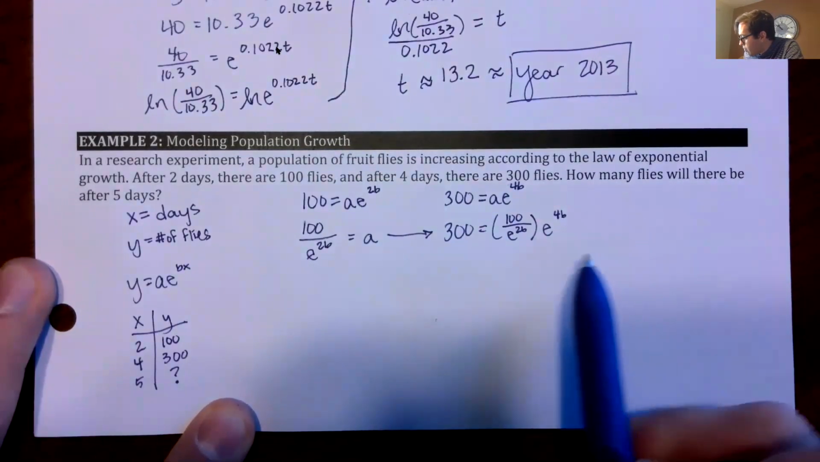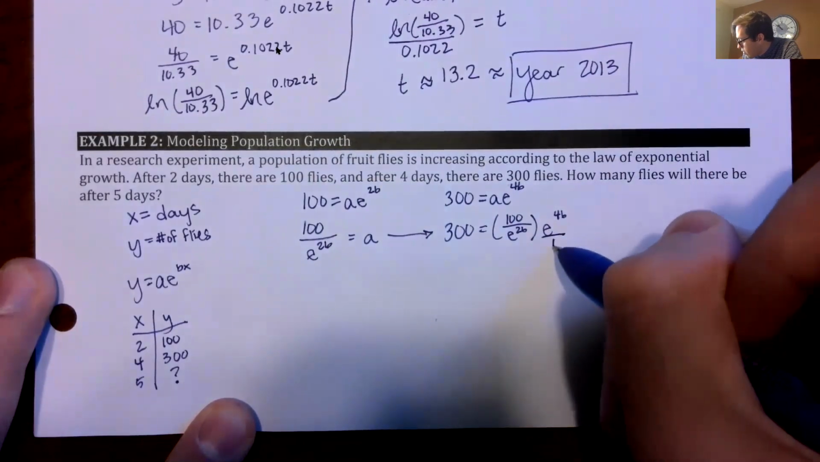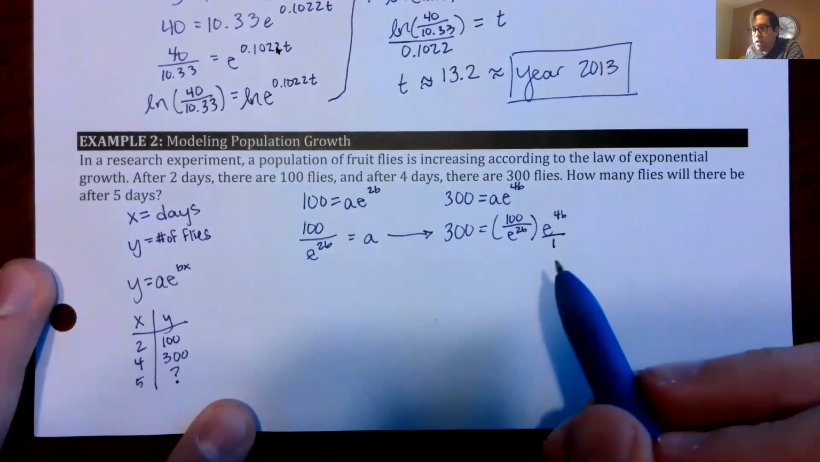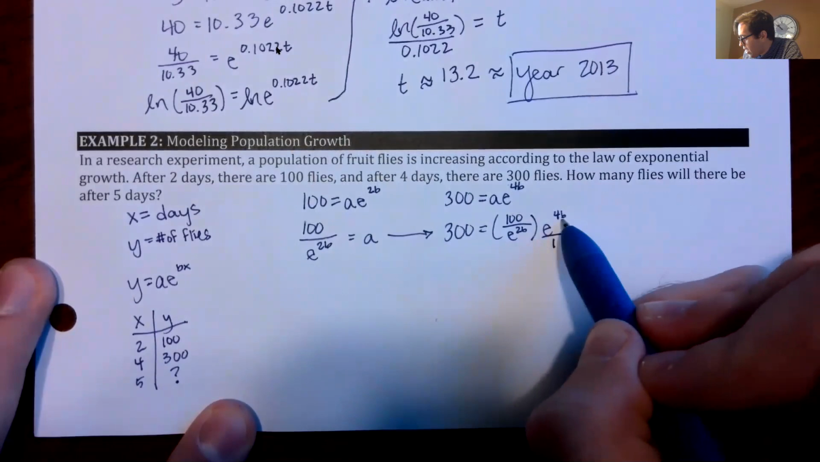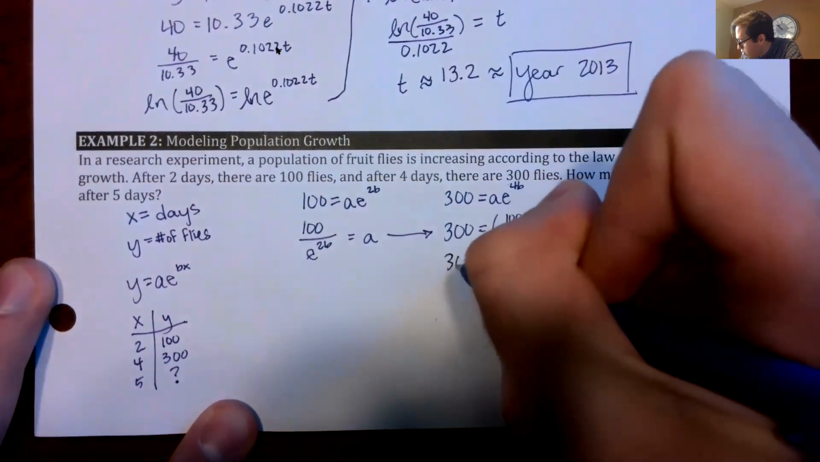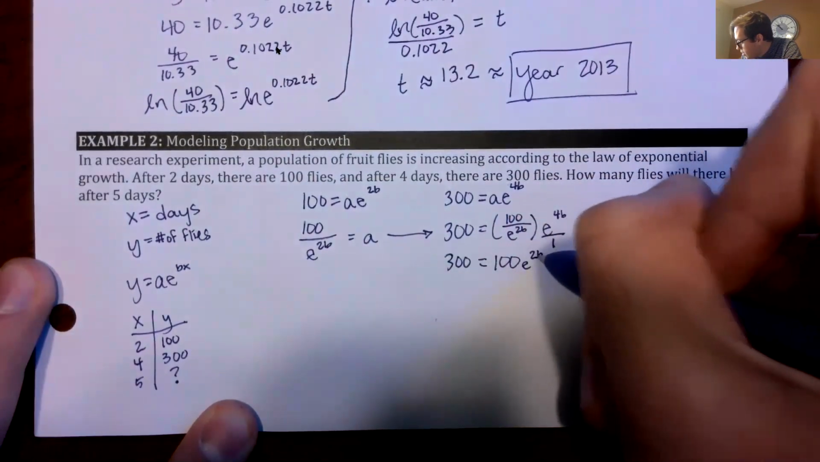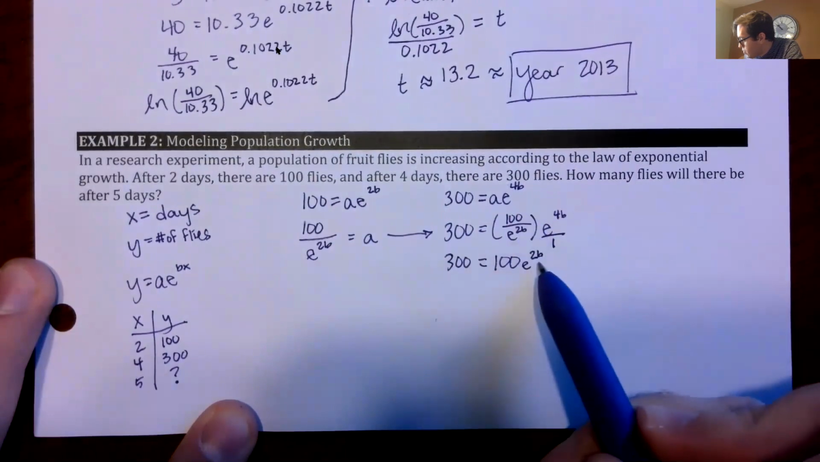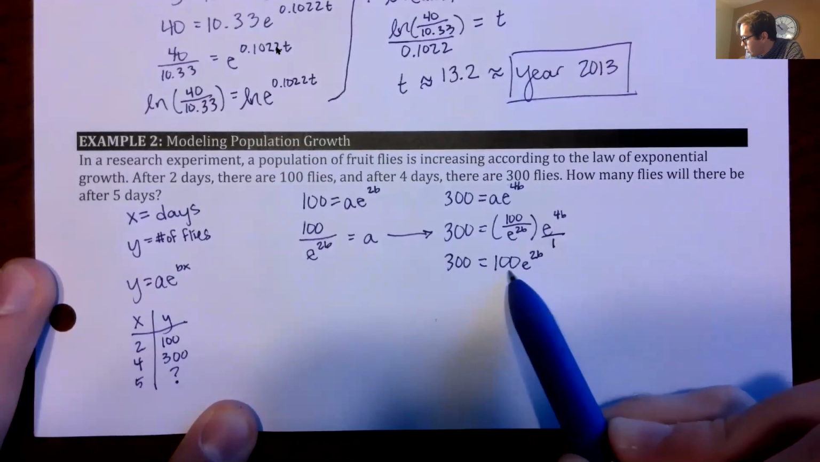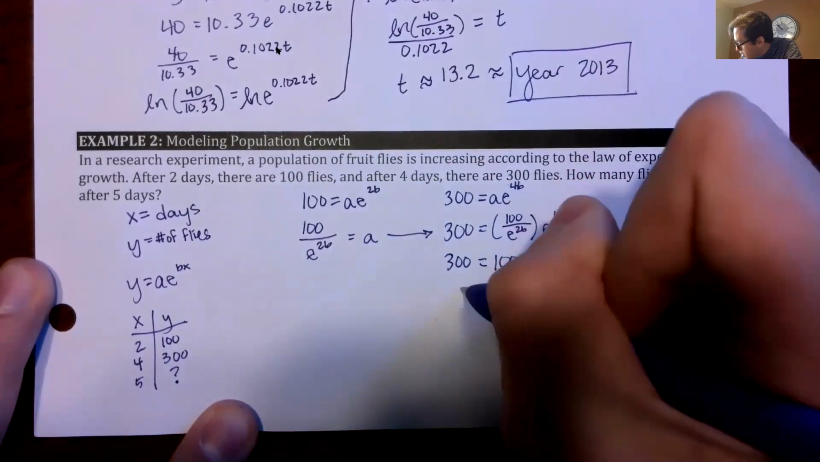Okay, so next step. Notice that we have an e to the 4b, which is really kind of like in the numerator here, and an e to the 2b in the denominator. Your properties of exponents will tell you that that means we can subtract these exponents to get rid of the denominator. So we really have 300 equals 100 e to the 2b, right? Because 4b minus 2b is 2b. And what's next? So we can divide by 100 on both sides. 300 divided by 100 is going to be 3.